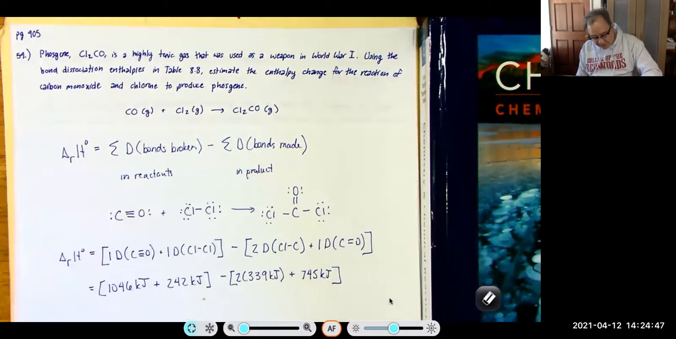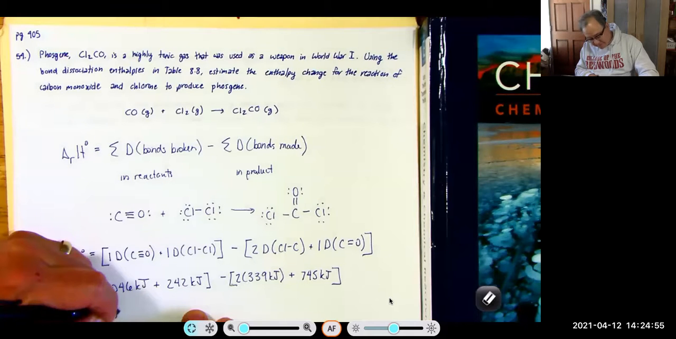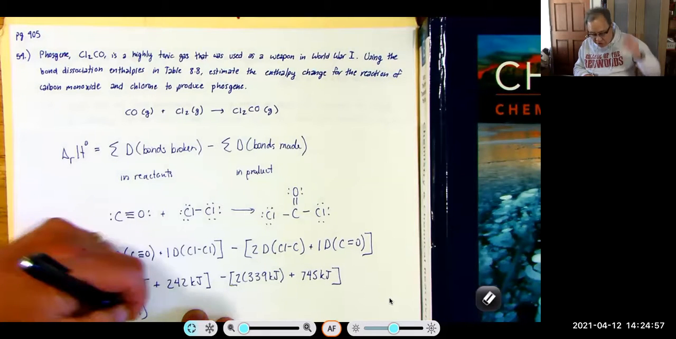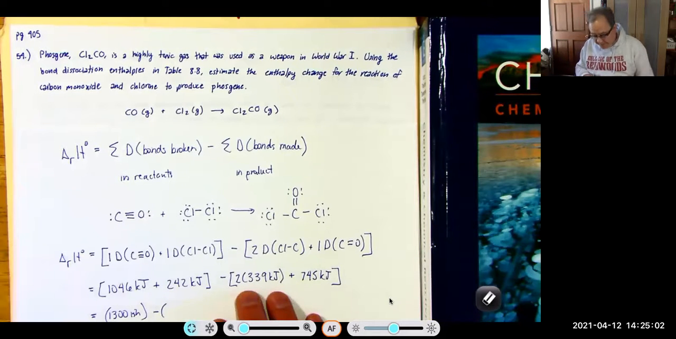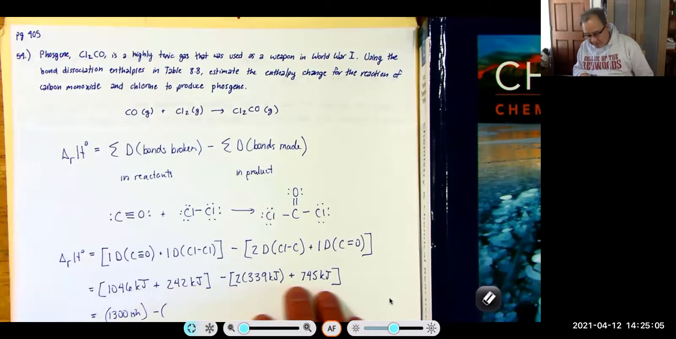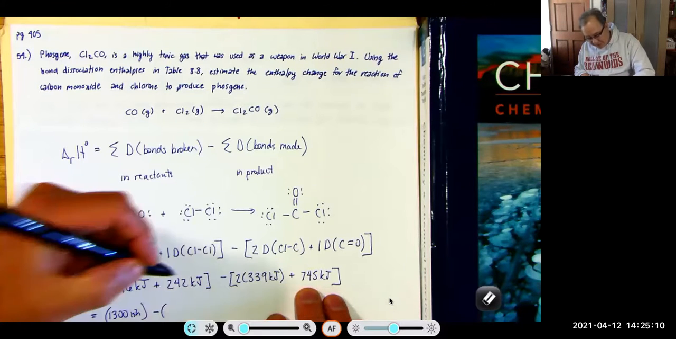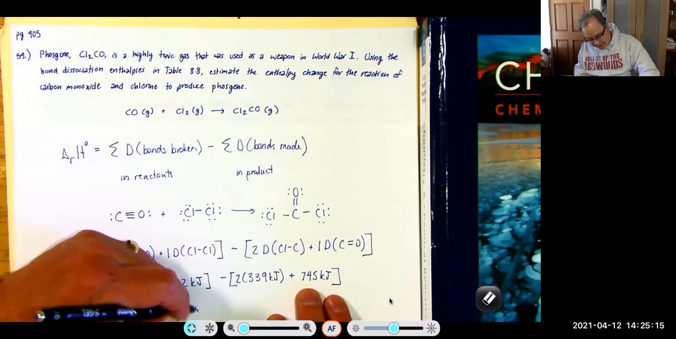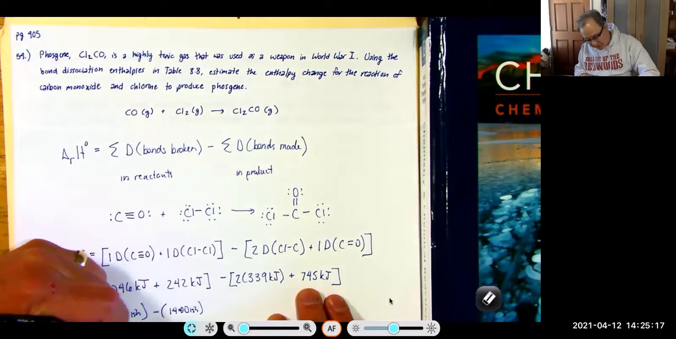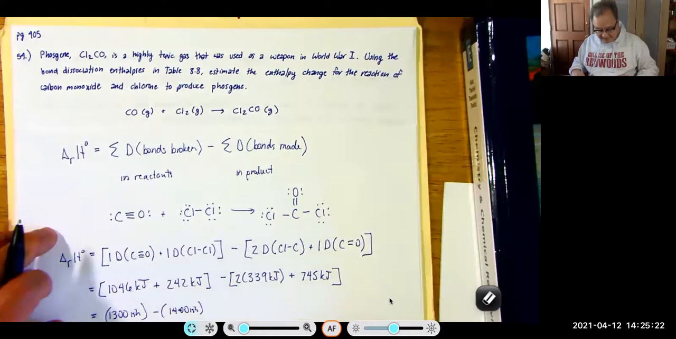So I'm always going to do an ish. If I add these two numbers together, I get roughly 1300-ish, right? Yeah. And 2 times 339 is roughly 640. And 640 plus 745 is roughly, I don't know, 1400-ish. So I expect it'll be around minus 100-ish kilojoules. So let's find out what it is.